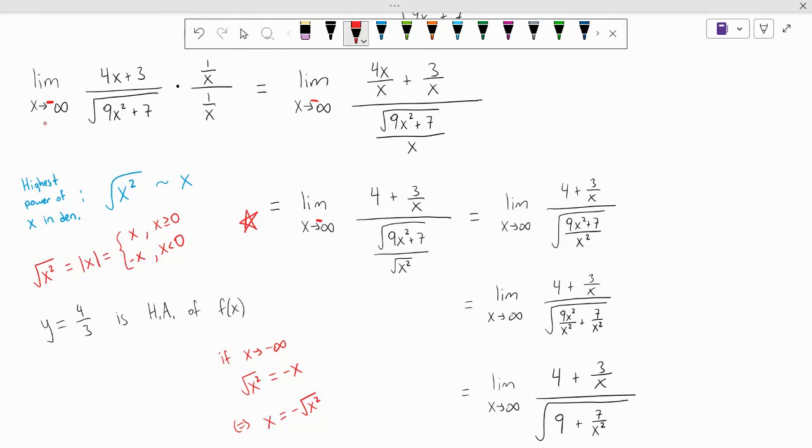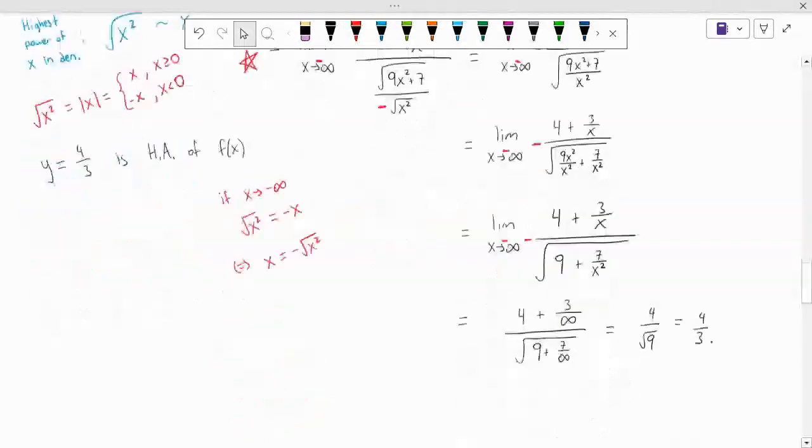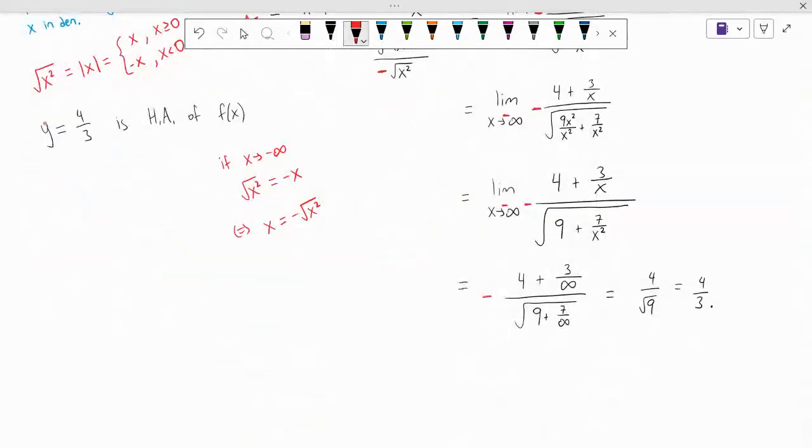So in the step where I replaced x with square root of x squared, when x is approaching negative infinity, I would actually need to replace x with a negative square root of x squared there. So that extra negative sign would carry through to the end. I'm kind of rushing this part, but I just want to finish it real quick. So what ends up happening is you're going to get -4/3 when you do the limit as x approaches negative infinity.